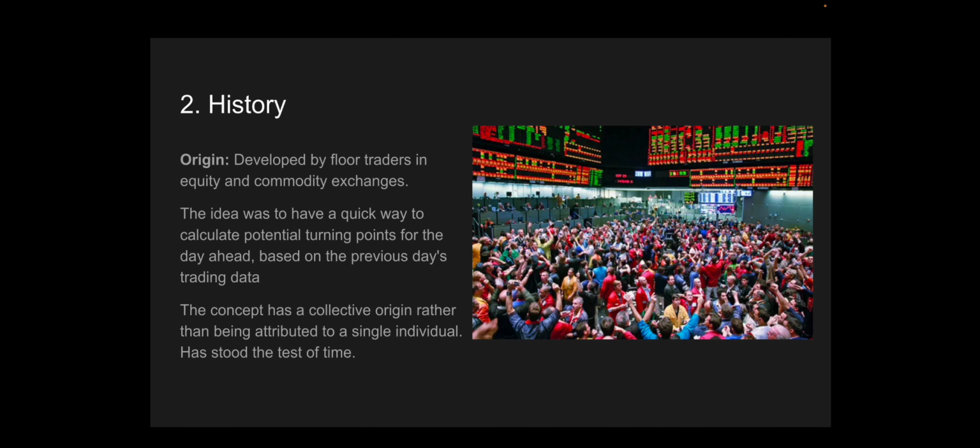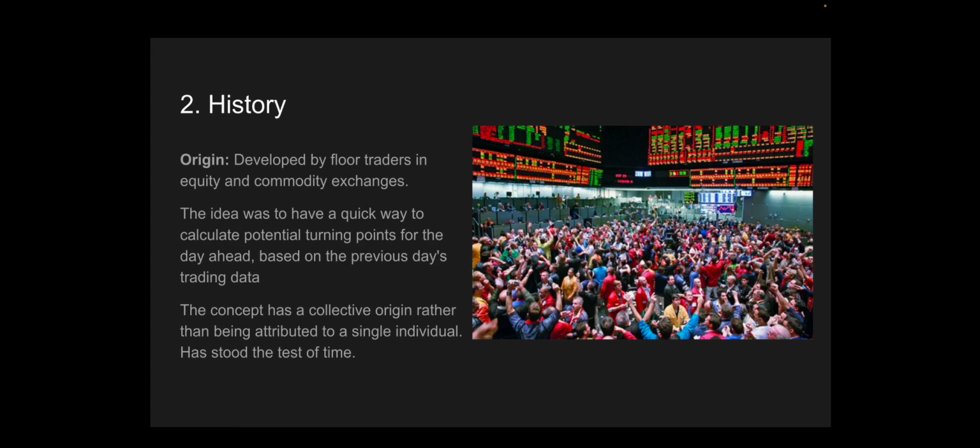Where do pivots come from? They were developed by floor traders on the equities and commodities exchanges. So you might have things like the CBOT, Chicago Board of Trade, New York Stock Exchange, Chicago Mercantile Exchange. Back in the day, before all this electronic trading or flipping shit coins from your bedroom, people actually went to work as traders. They actually went into a building and screamed at each other for 7 hours a day trying to buy and sell stuff, as you can see on the screen there.